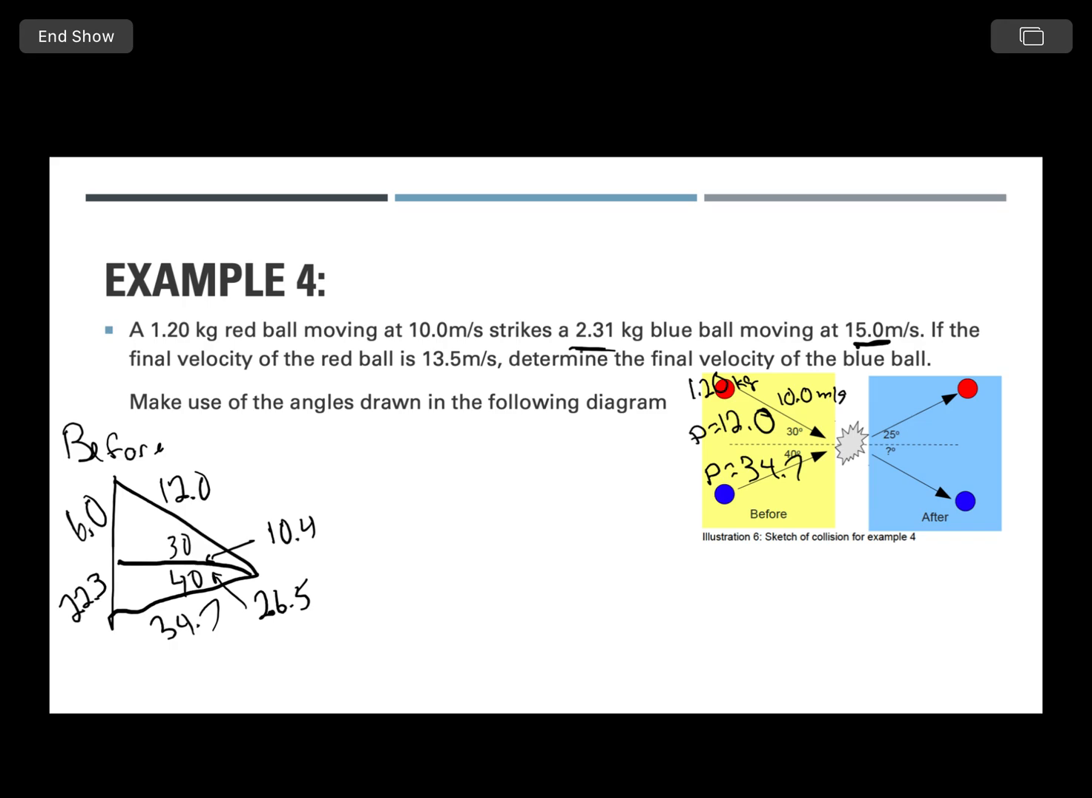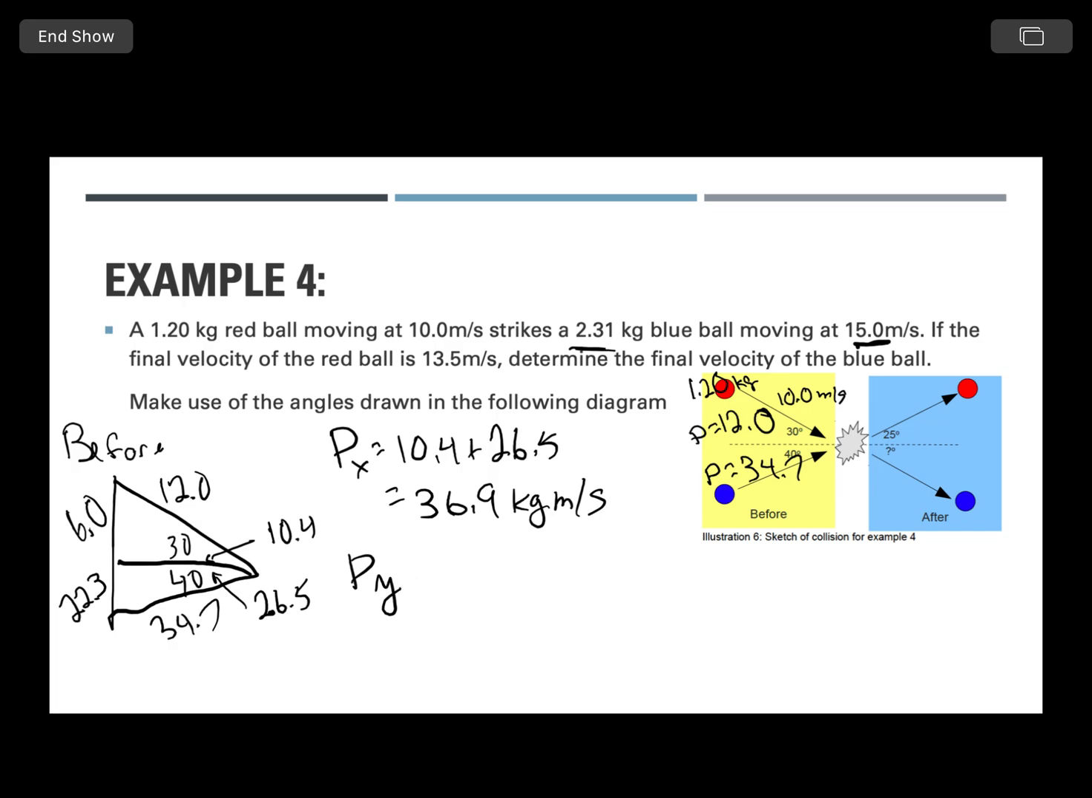Okay, so let's get the upshot here. Let's talk about my total momentum in the horizontal direction. I'm going to take my 10.4 and I am going to add my 26.5 to get 36.9 kilograms meters per second.